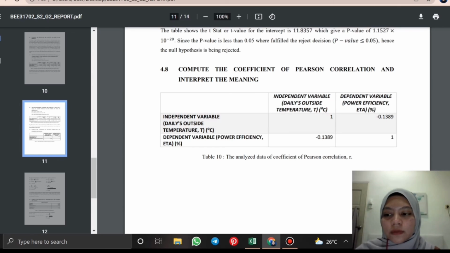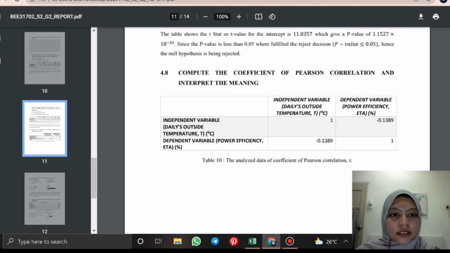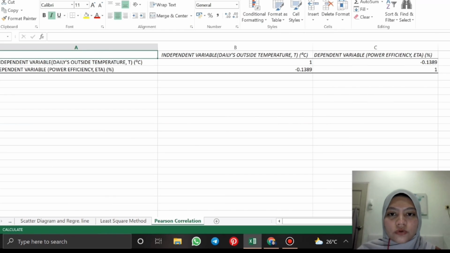We will go first with part H, which is to compute the coefficient of Pearson correlation and interpret the meaning. This is the value that we got from Excel. We get the value of Pearson correlation as negative 0.1389.